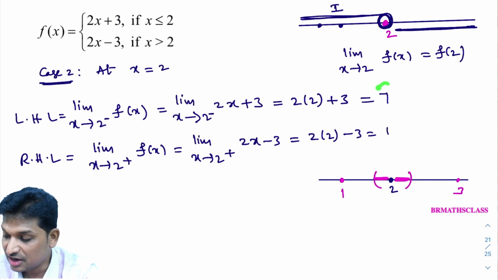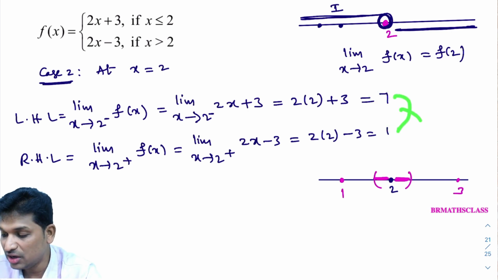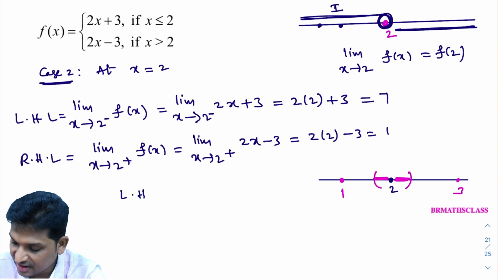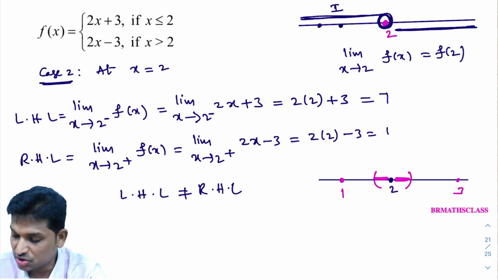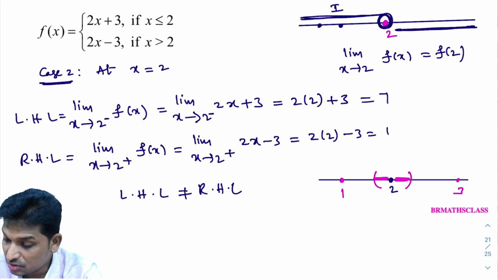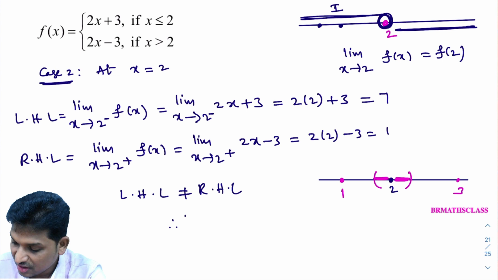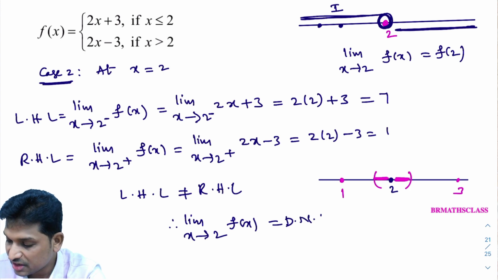What happened? Left hand limit is 7, right hand limit is 1. Are these two equal? No, they are not equal. So, here I'll write that: left hand limit is not equal to right hand limit. So, what is the conclusion? Therefore, look here, this value does not exist. So, I'll write here: therefore, limit x approaches 2 of f of x does not exist.